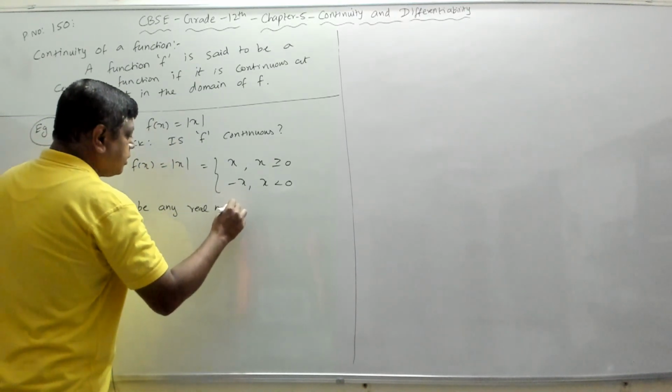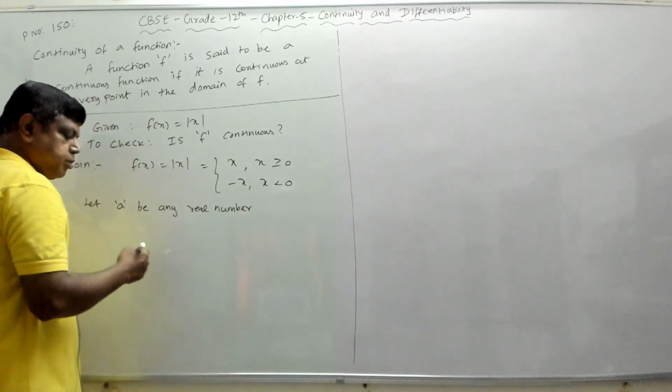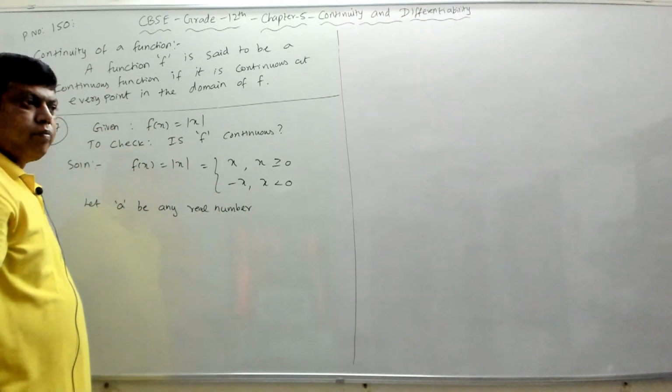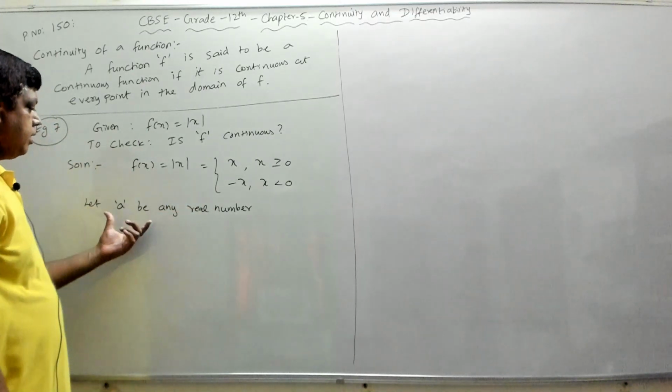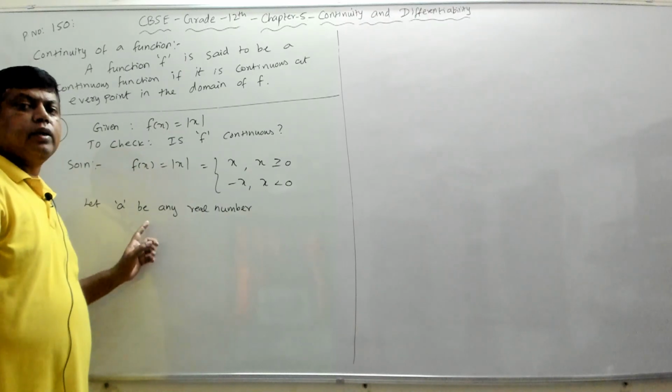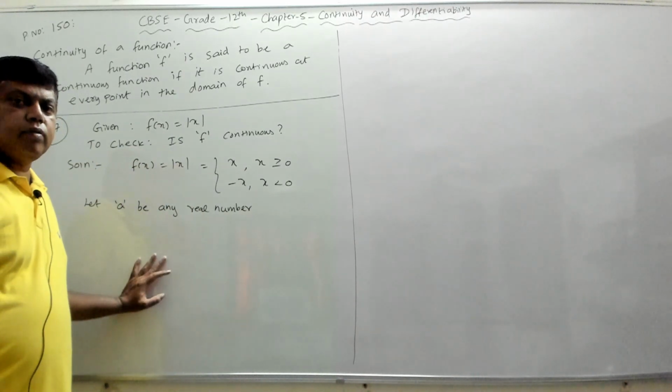We are taking any real number, which means a is a point in the domain of f. Let a be any real number. Now we must check whether f is continuous at a. Here a is any real number.